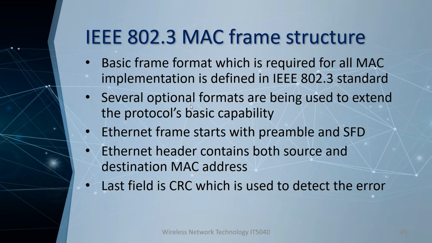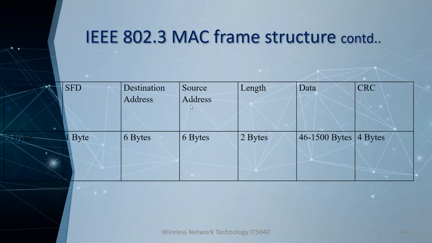Then I'm going to talk about the IEEE 802.3 MAC frame structure. It is a basic frame format which is required for all MAC implementations and is defined in this standard. This is the structure of it. It has preamble, SFD, known as the start of frame delimiter, destination address, the source address, length, data, and CRC, which means the cyclic redundancy check.